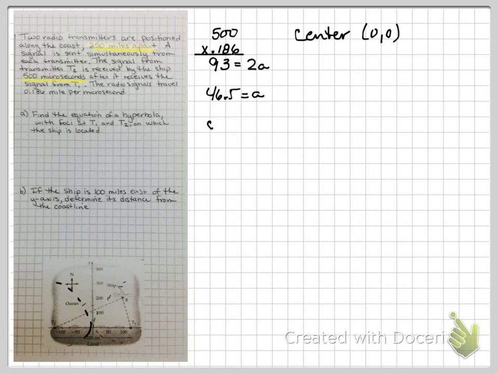Because I know that C squared equals A squared plus B squared. C is the distance from, I'm going to look at my picture again, from my center to one of the transmitters. That's this distance right here. And that's 125. Let me kind of clean that up a little bit. It's a little hard to read.